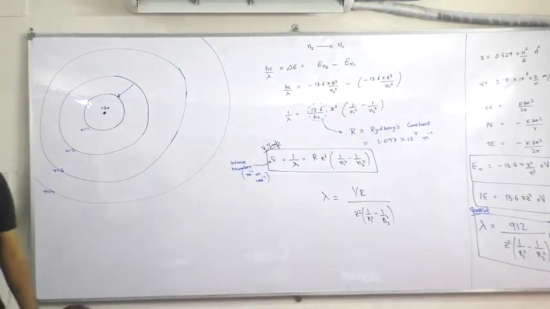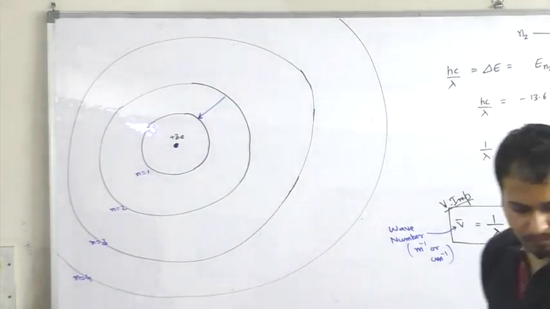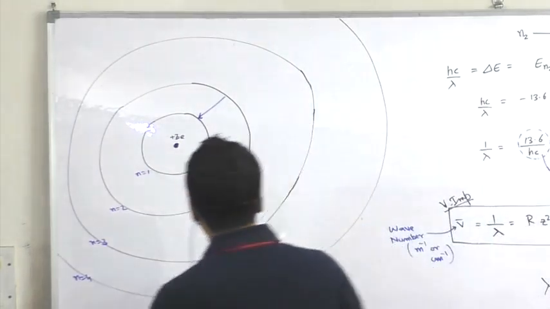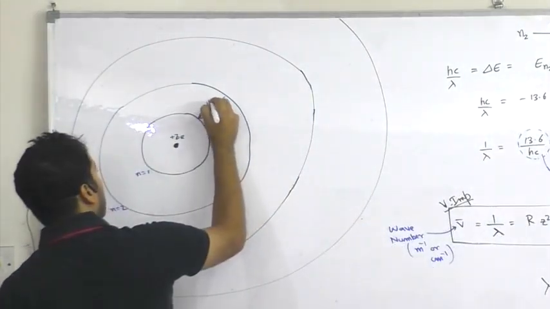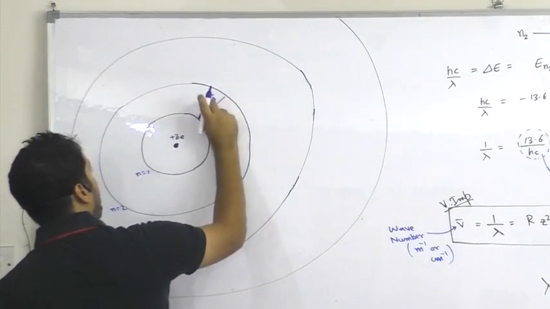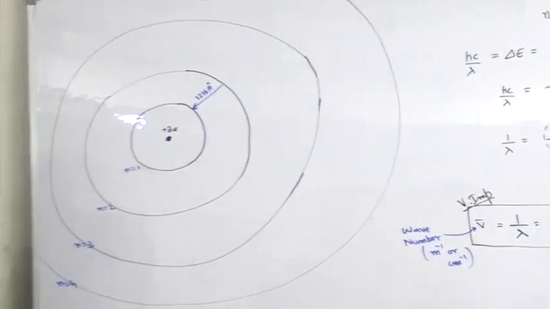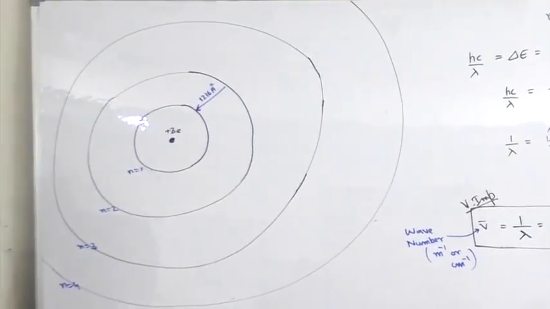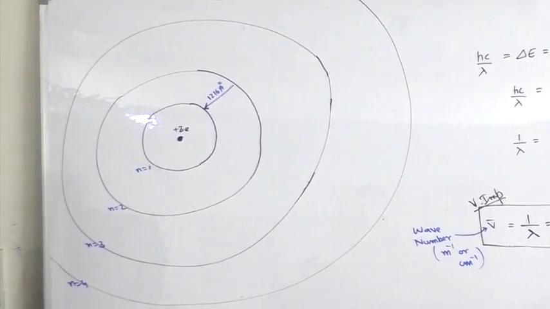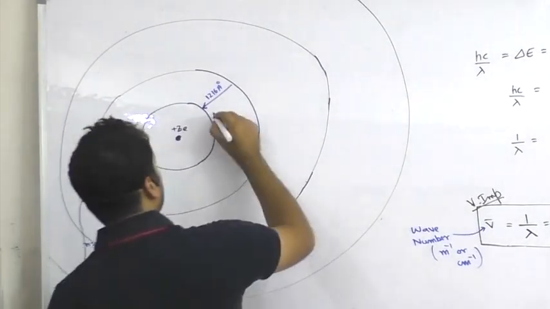Please solve. Yes, 1216 Armstrongs. Okay? So when an electron jumps from the second orbit to the first orbit in a hydrogen atom, it will emit a photon whose wavelength is 1216 Armstrong.